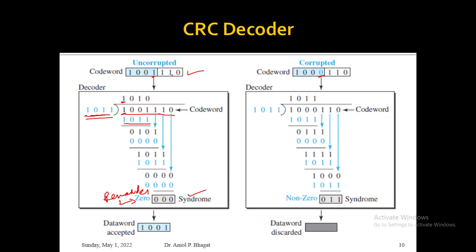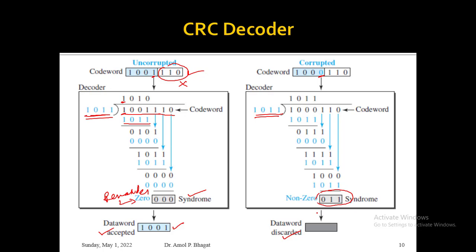The redundant bits will be removed from the code word, and the actual data word will be extracted from it and accepted. But if some bits in the received code word have been corrupted, then after performing the division with the divisor, you will not get the remainder as 000. There will be some non-zero bits in the remainder. So if the syndrome is not 0, the received data word will simply be discarded. This is the process followed by the cyclic redundancy check method.